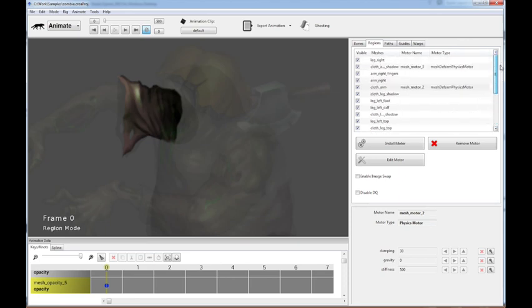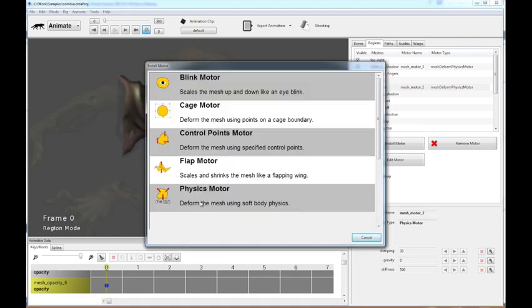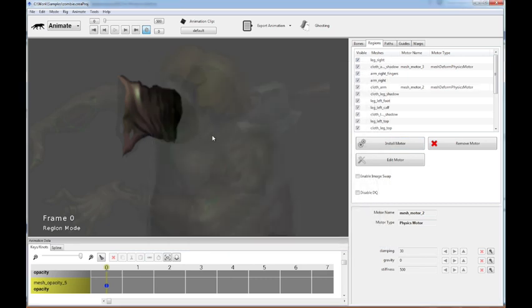Okay, I've selected the sleeves. Let's see, maybe this guy. Yeah, this guy over here. Okay, so what does it actually do? Well, if you install a physics motor, it says deform the mesh using soft body physics, right? So once you've installed it, and if you play it, it's going to drop to the ground on gravity, and you're going to be very, very disappointed.